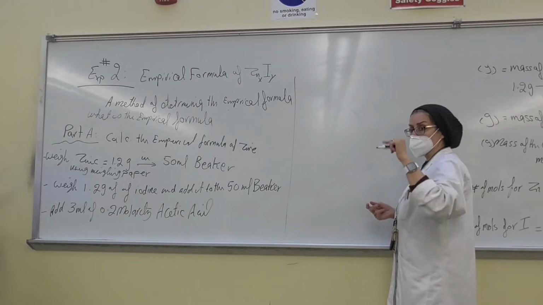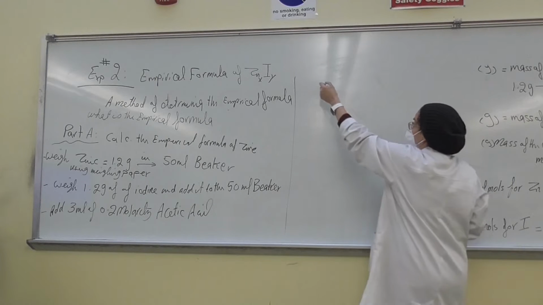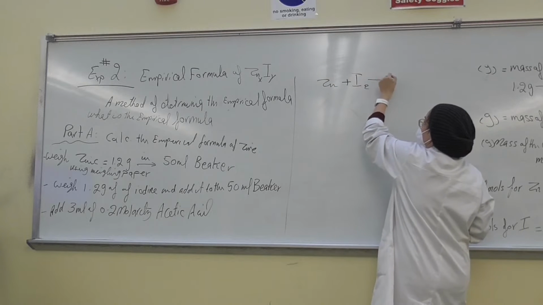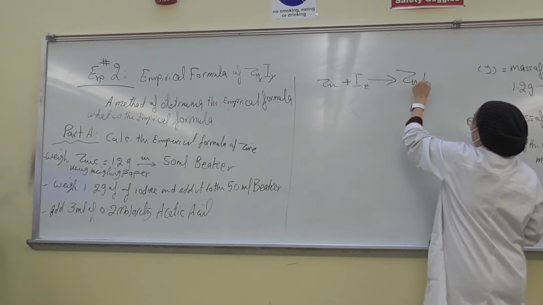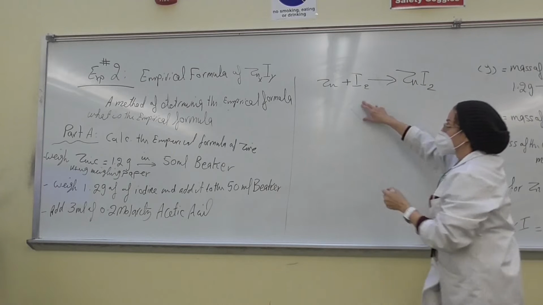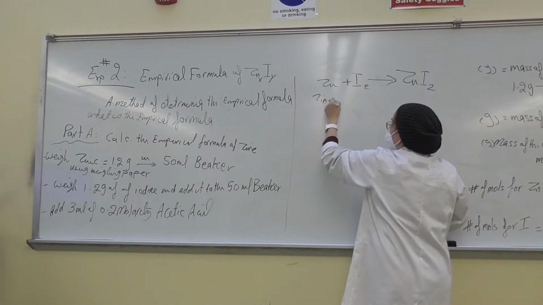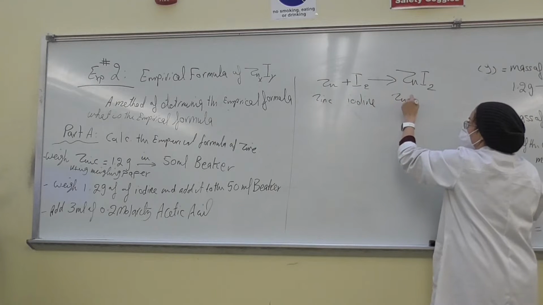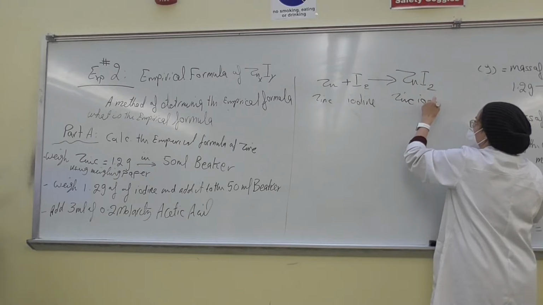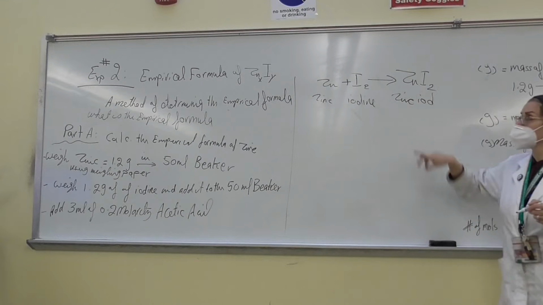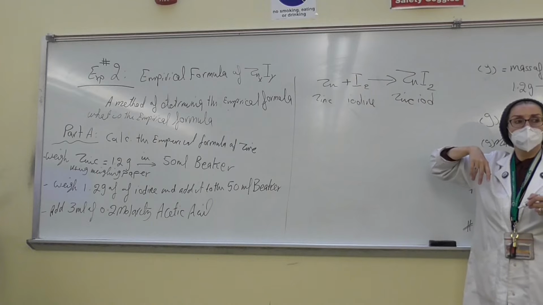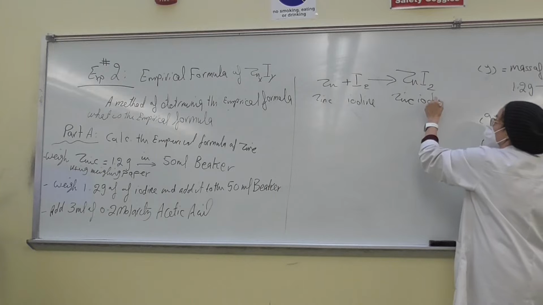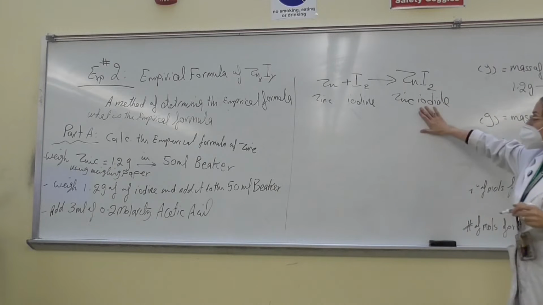The experiment equation is made with zinc reacted with iodine. This is what we are making. This is what we are expecting to make, okay? So we have zinc, iodine, to make zinc, how do we call that? Zinc iodide. Iodide with IDE. Okay, so that's what we are going to make.